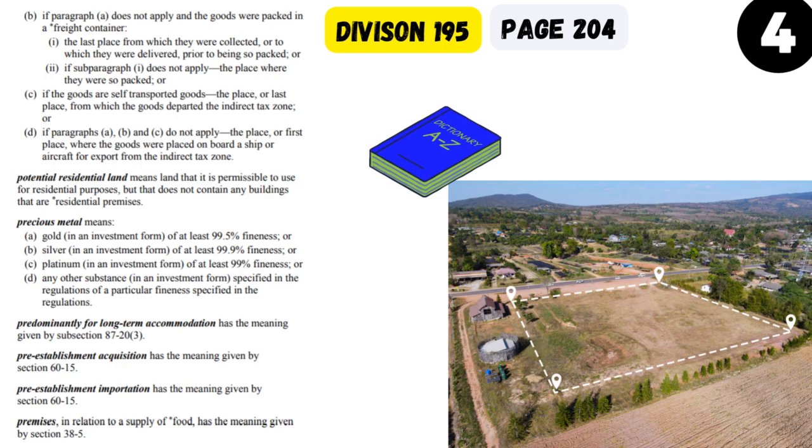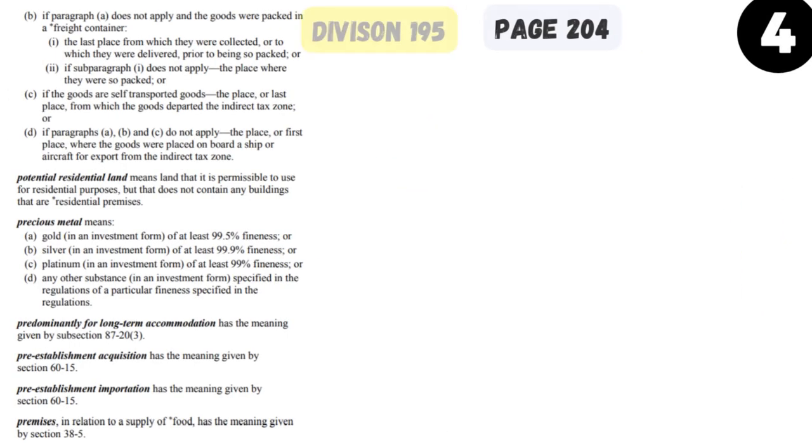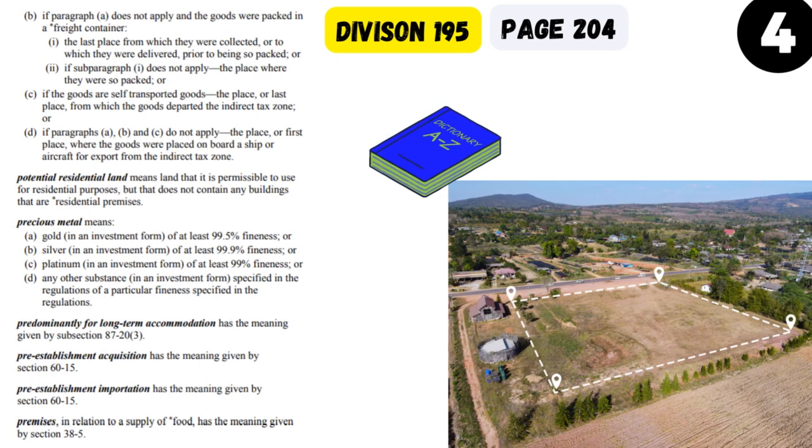32. Predominantly for long-term accommodation. 33. Pre-establishment acquisition. 34. Pre-establishment importation. 35. Premises.